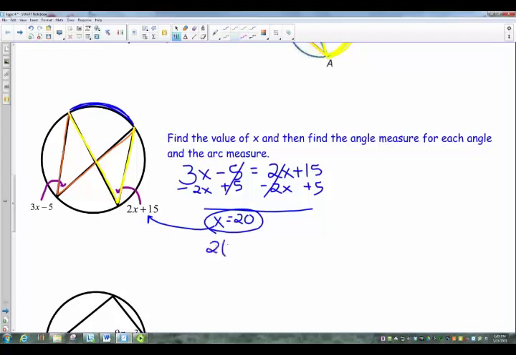So I've got 2 times 20 plus 15. So 2 times 20 is 40, plus 15 is 55. So what that's telling you is that each of those angles is 55 degrees.